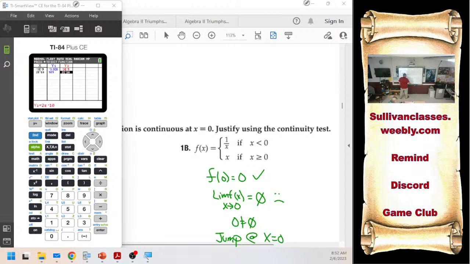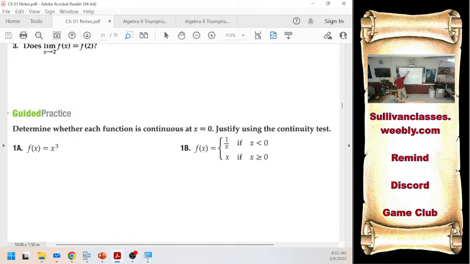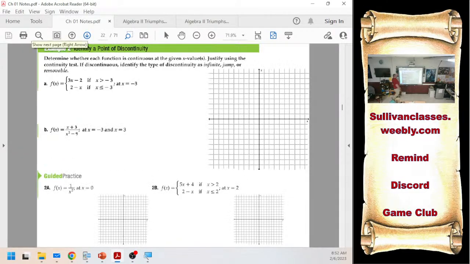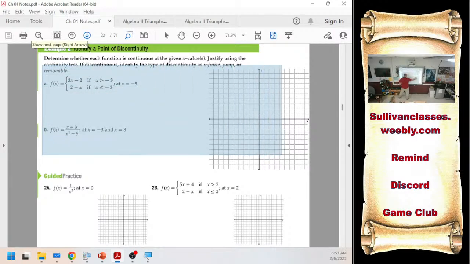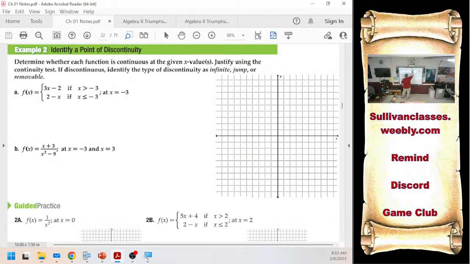Okay, so you don't have to have a ton of stuff shown to do your continuity test. Most of it's done on a calculator. All right, so more of it, but it's getting uglier. Those are easy. Determine whether it is continuous at the given x values, justify using the test. If it's discontinuous, tell me what kind. I got the graph over here just to show you what the graphs look like if you don't know, particularly piecewise. So if you want to sketch the graphs over here, great. If you want to look at it on your screen, also cool.